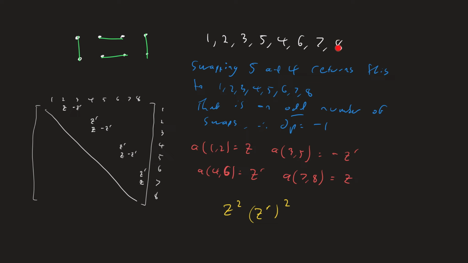In this particular case here, we see that we only have to swap 5 and 4 to bring this into the standard form of 1, 2, 3, 4, 5, 6, 7, and 8. One swap is an odd number of swaps, so the sign of this permutation is -1.